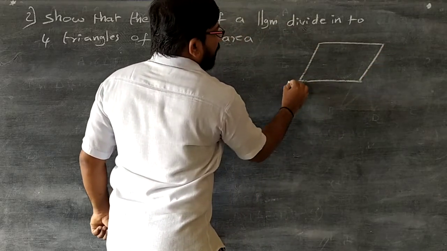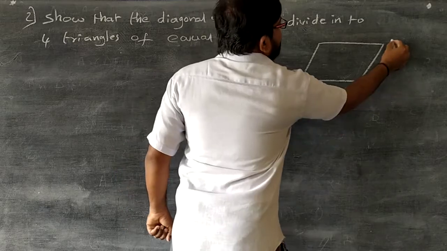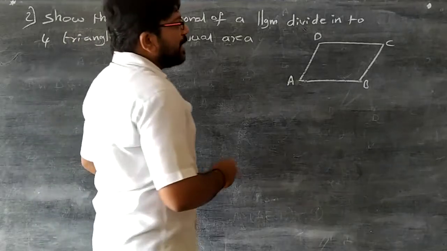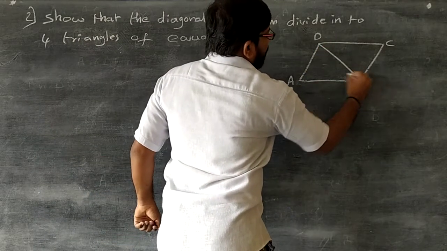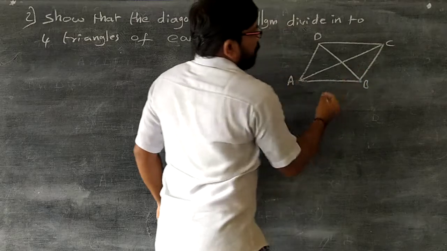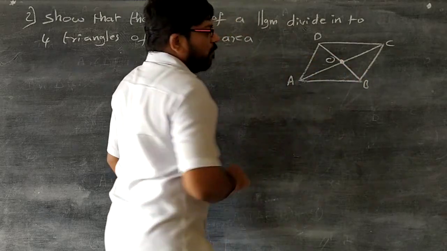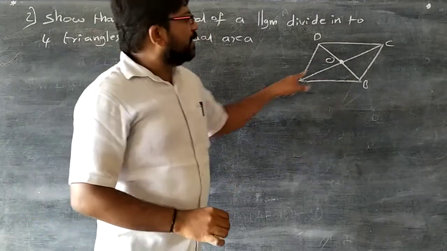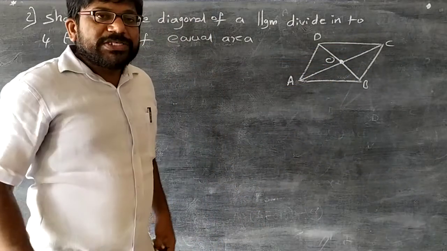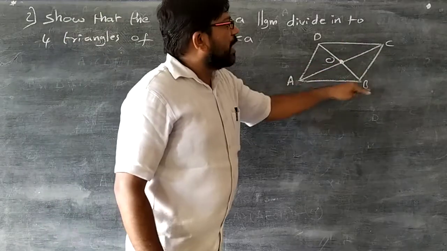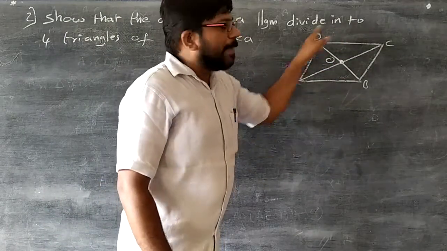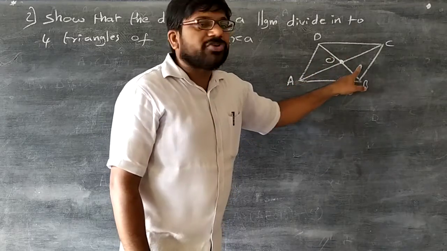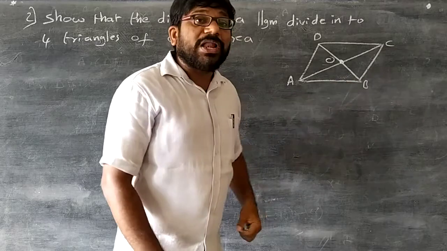It is parallelogram ABCD. ABCD is a parallelogram, right? And diagonals BD and AC intersect at O. So ABCD is a parallelogram and AC and BD are two diagonals. So in this, the problem is that the two diagonals divide the total parallelogram into four triangles. First, second, third, fourth triangles, which are of equal area.